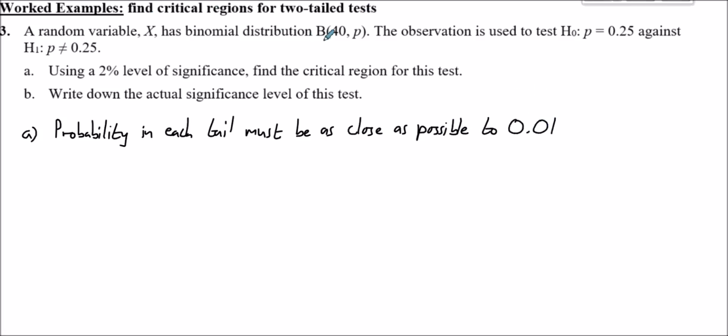And again, as ever, we assume H0 to be true. So we're going to be assuming here that X is binomially distributed with 40 trials, and assuming H0 to be true, p is 0.25. So let's take each tail in turn. First of all, let's have a think about the lower tail.